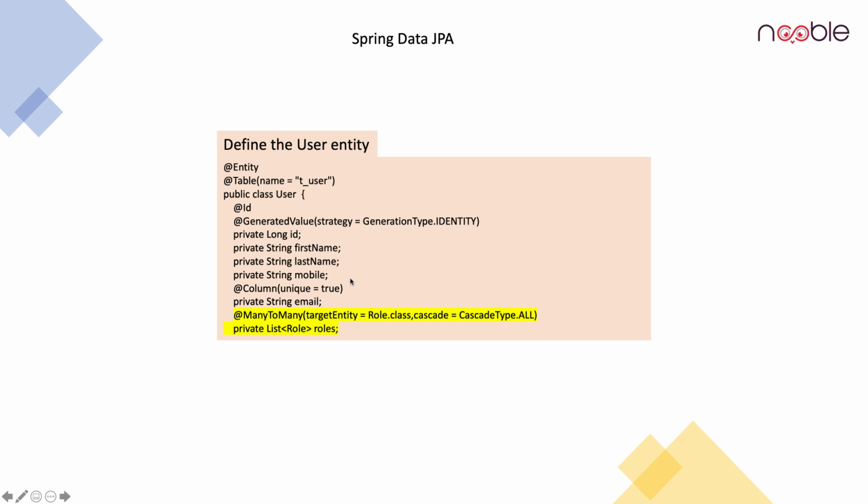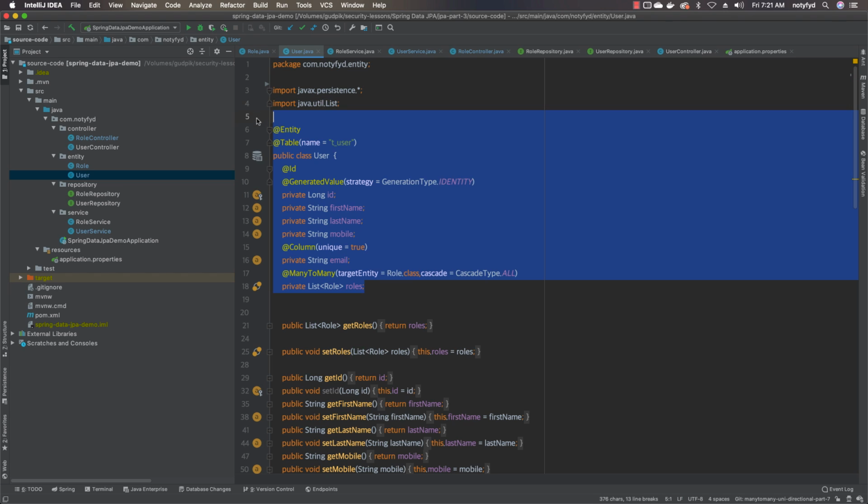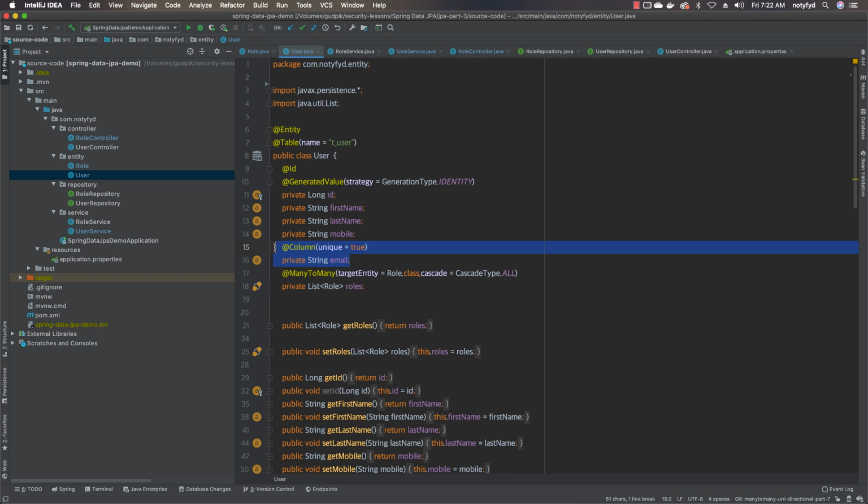Here the same thing, we are defining all the fields, and when it comes to the roles, I have a definition like private list of roles of type role, and here we are annotating it with many-to-many, where target entity equals Role.class and cascade type I am giving as all. We have done the same thing at many-to-many, target entity Role.class and cascade equals CascadeType.ALL, and here the email we are marking as unique, and we are following strategy equals GenerationType.IDENTITY.